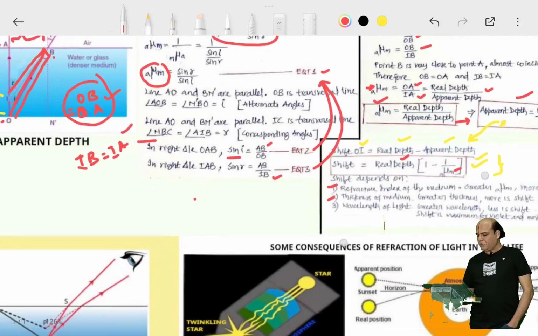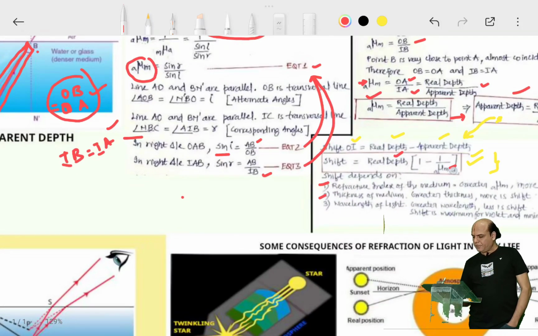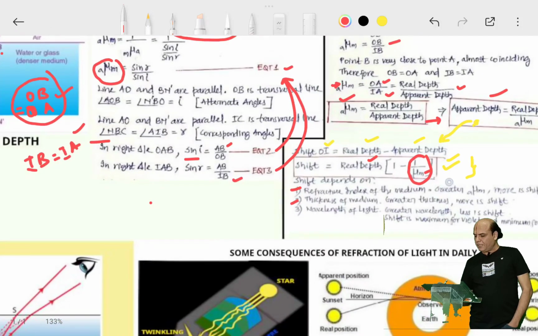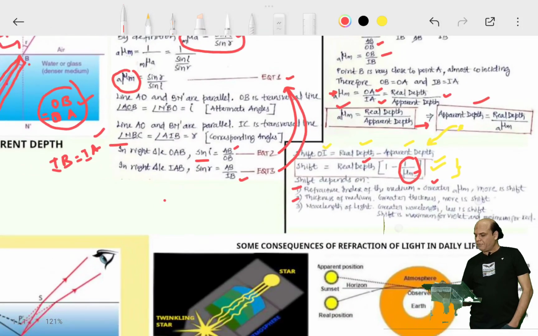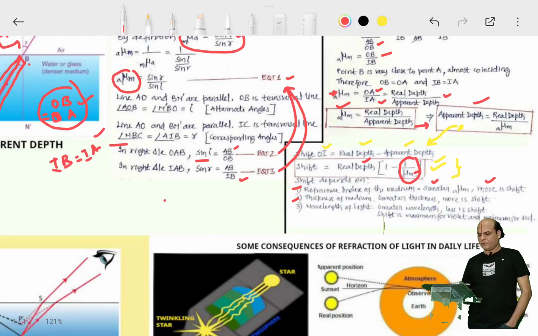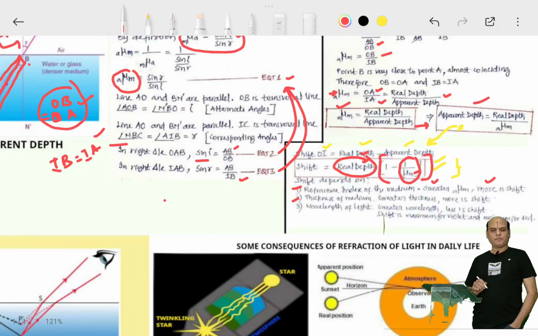Okay, so you observe the relationship here. If we increase the refractive index, this component will reduce. That means shift will increase. So when the refractive index of the medium is greater, shift will be more. Next, if the thickness of the medium is greater, that means if the real depth is more, then shift will be more, because the equation says real depth into some element here. So if this is more, then shift will be more.